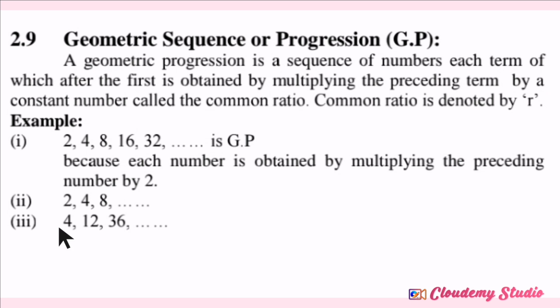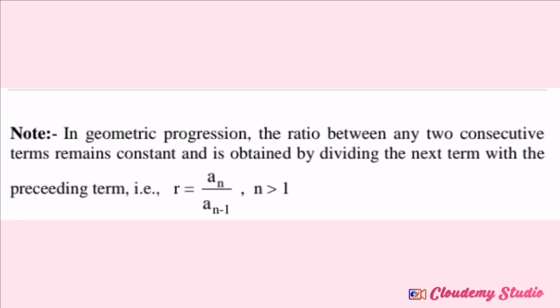Another example is 4, 12, 36. This is an example of a geometric progression. Note, in geometric progressions, the ratio between any two consecutive terms remains constant and is obtained by dividing the next term by the preceding term.